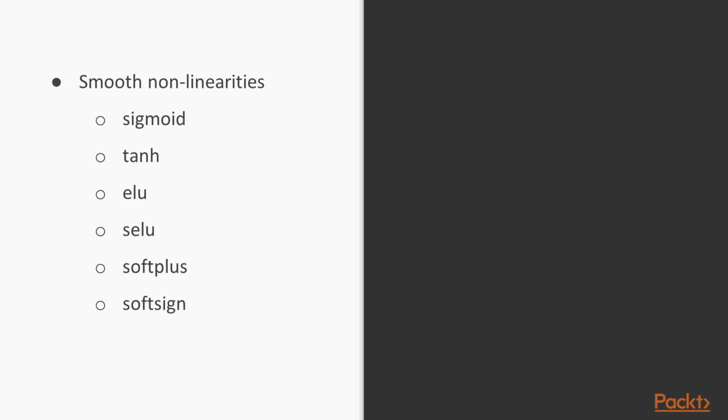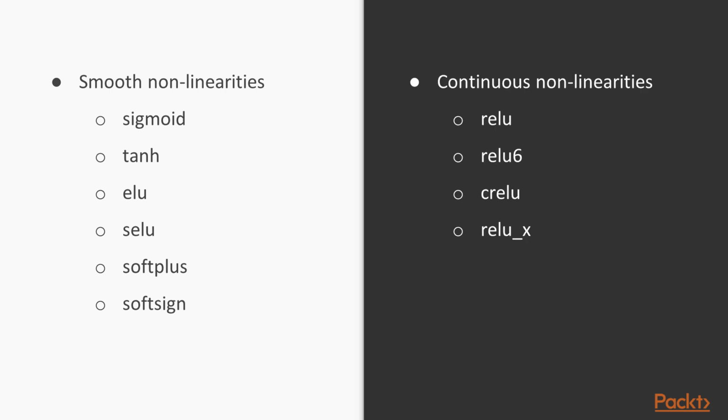Another class of nonlinearities is called a continuous nonlinearity. This type tends to have an edge at some point. It's usually cheaper to compute. For example, the rectified linear unit uses a condition to determine the output. If the input is less than 0, then the output is 0. Otherwise, the output is the same as the input.